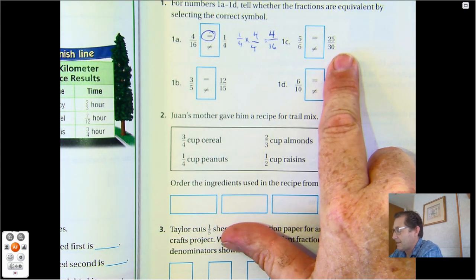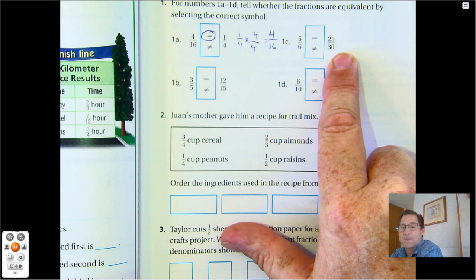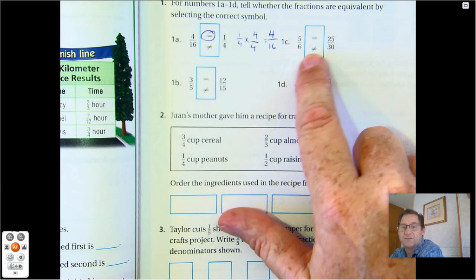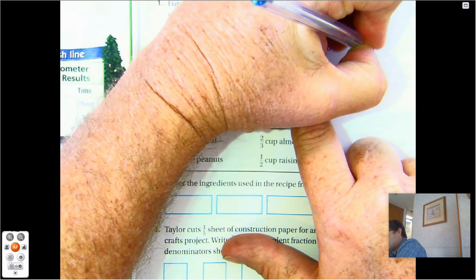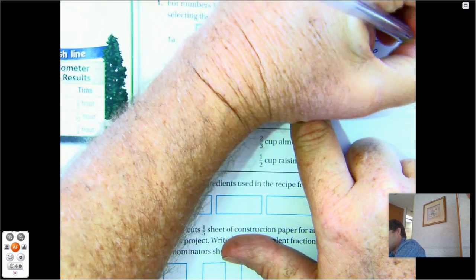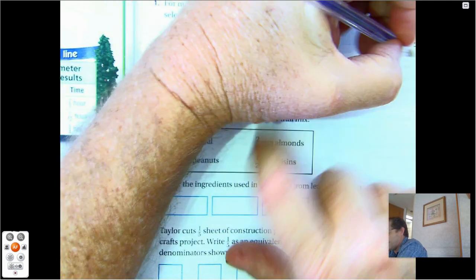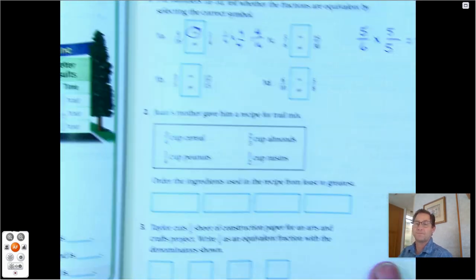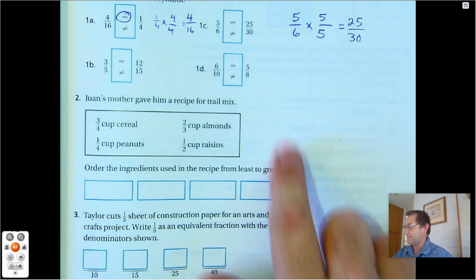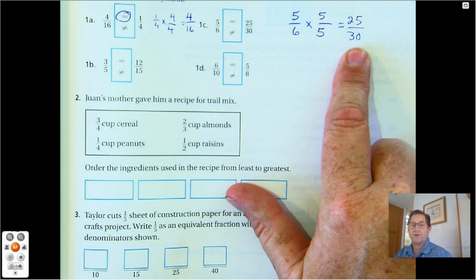5/6 and 25/30. 5's prime, so this is in simplest form because 5 is not a factor of 6. So can I multiply 5/6 by something to get 30ths? Yeah, 5. 5 times 5 is 25. So 5/6 is equivalent to 25/30.